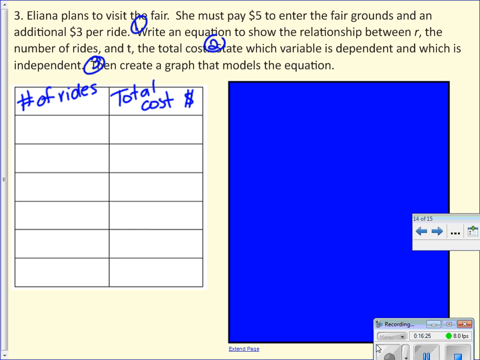All right, so let's see. We have the number of rides, R, and the total cost, T, in dollars. You write the unit in your heading. You don't have to write the dollar sign all the way down. So remember, we're starting our tables at 0. So even though we didn't go on any rides, we still had to pay $5 just to walk in. So $5 to walk into the fair.